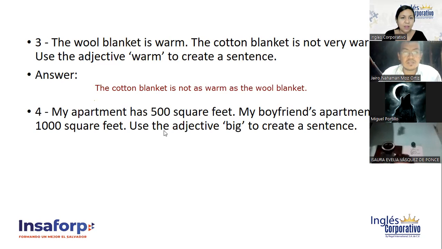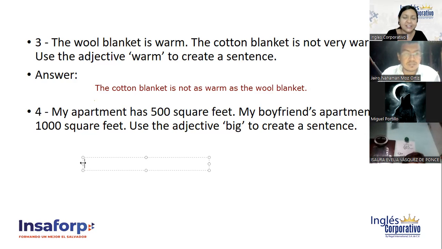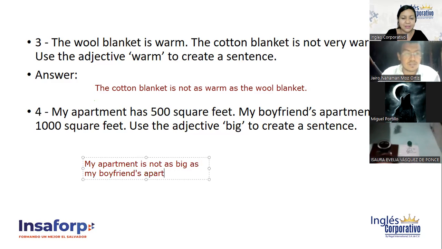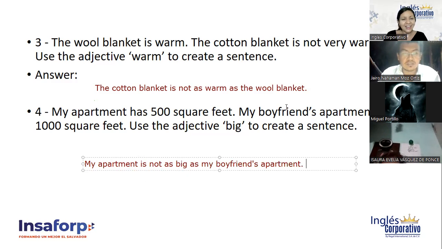My apartment has 500 square feet. My boyfriend's apartment has 1,000 square feet. Use the adjective big to create a sentence. My apartment isn't as big as my boyfriend's apartment. That is correct, Miguel. We understand. So that means that we are going to live in his apartment because his apartment is bigger. My apartment is not as big as my boyfriend's apartment. Very nice. So I see that you understand the topic.